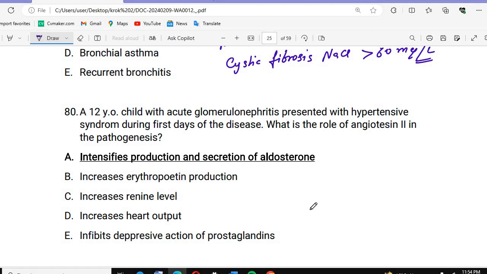A 12-year-old child with acute glomerulonephritis presented with hypertensive syndrome during the first day of disease. What is the role of angiotensin II in the pathogenesis? What is that? Angiotensin II. Did you study the RAS pathway?